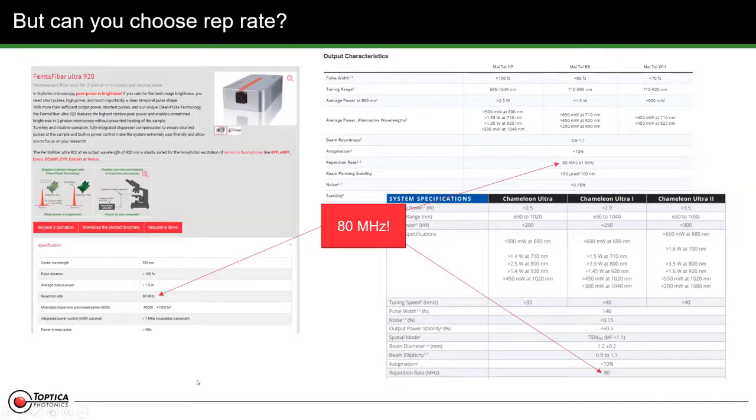If you look at a lot of the lasers that are available for 2-photon microscopy, they all have this base repetition rate of 80 megahertz. So how do you actually get the 40 or 20 or whatever repetition rate that you need?